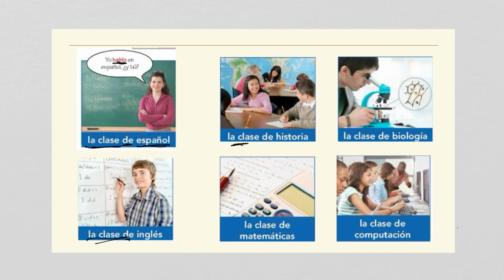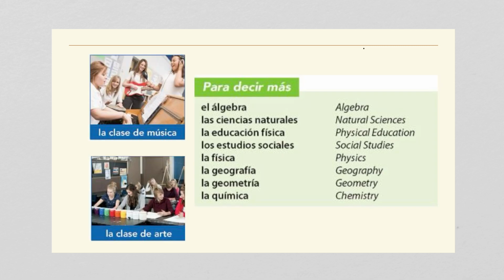La clase de biología, there's an accent there, biología. La clase de inglés, so obviously this is biology, this one's English. La clase de matemáticas, which is plural, as it is even in English in certain countries. La clase de computación is like your computer class. Here we have la clase de música, our music class. That's a cognate. Another cognate, la clase de arte.